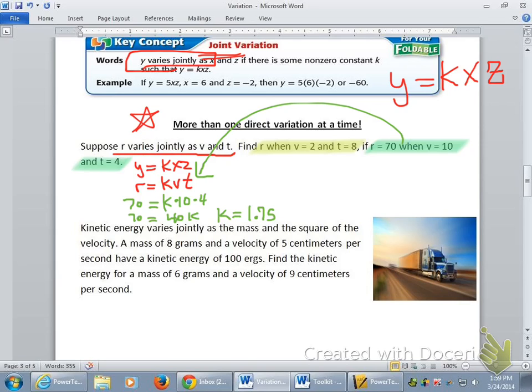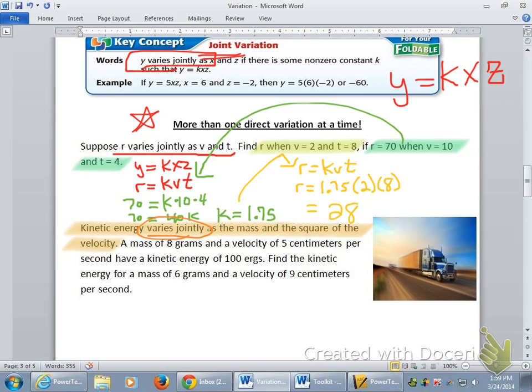Okay. Once you know that, now you can use that information in the second part. So, once again, go through it. R equals kVt. Except now I know what k is, right? So it says find r, so that's obviously my variable. K is 1.75. V is 2. And t is 8. And this one's just old plug and chug. Go right to your calculator. 1.75 times 2 times 8. 28.